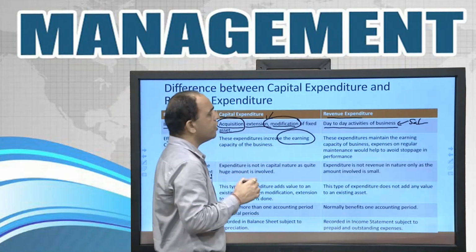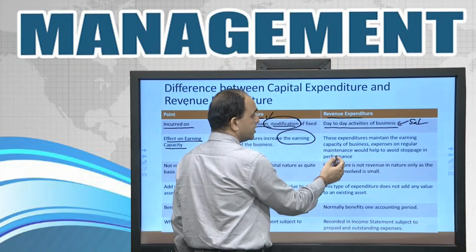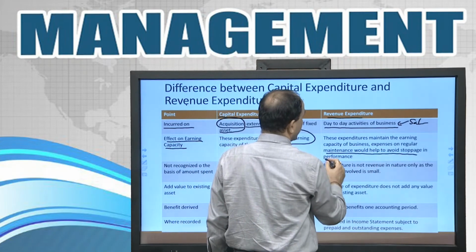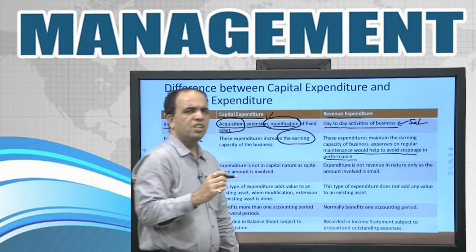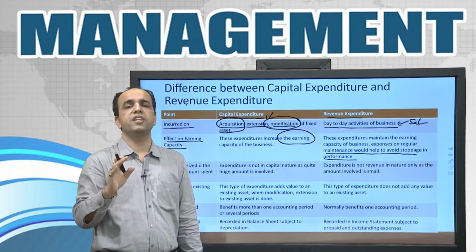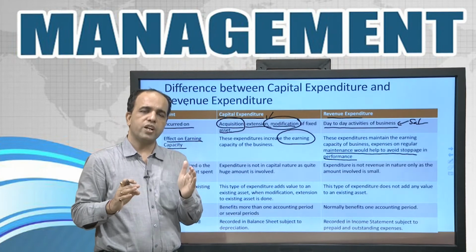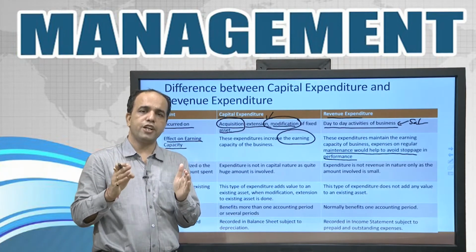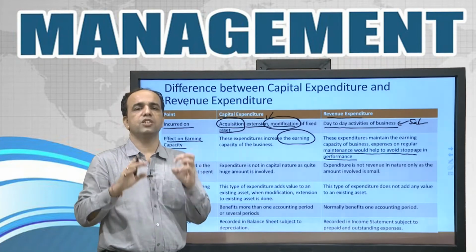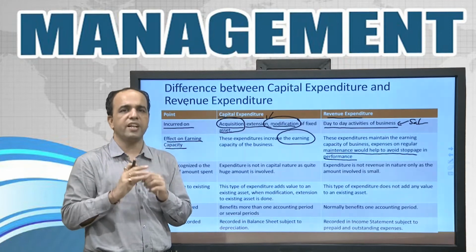While under revenue expenditure, this expenditure maintains the earning capacity of the business. Expenses on regular maintenance would help to avoid stoppage in performance. Friends, generally revenue type of expenditure are maintenance expenses in general. For day-to-day transactions, one needs to do all these expenses, because without this type of expenses we cannot manage our operating activities.